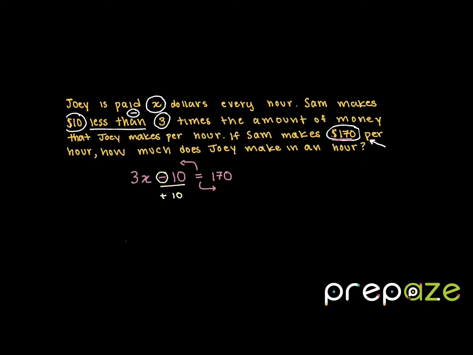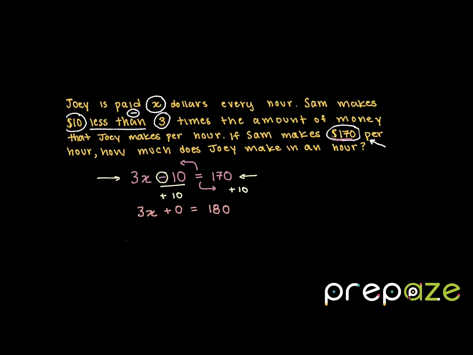When I have minus 10 plus 10, that's going to give me 0. But the most important thing to remember when solving an equation is that whatever you do on this side of the equation, you have to do the exact same thing to this side of the equation. So if I add 10 on the left-hand side, I need to make sure that I add 10 on the right-hand side as well. So now I'm left with 3x plus 0 is equal to 170 plus 10 is 180.